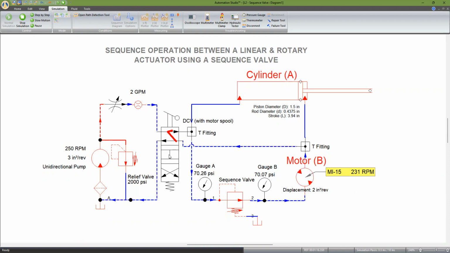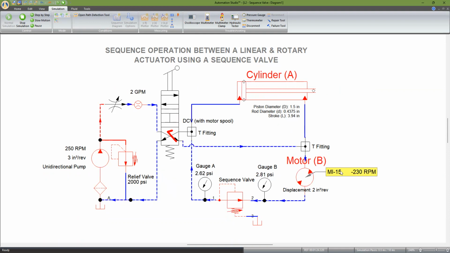So let me do that again. Every time I switch the DCV, I want to use the center position as a stopping block and then move. You see during retraction also, both are moving at the same time, because there is no real sequence here.